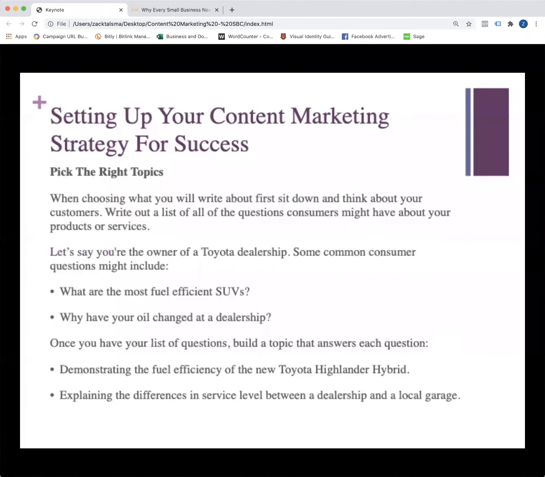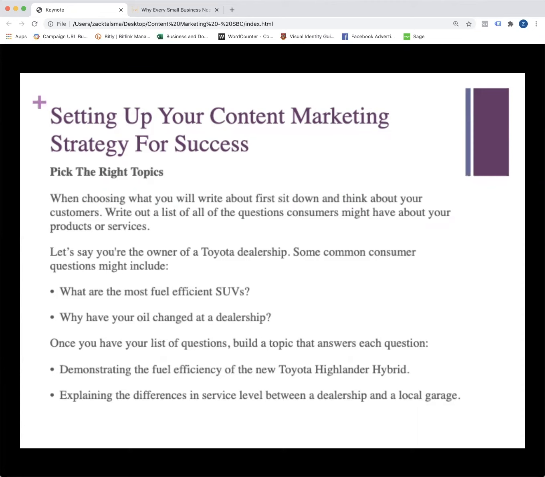Once you have those ideas, it's time to start choosing which ones you're going to want to write about. So picking the right topics is key. You're going to want to pick ones that are common, but also valuable to you. As an example, let's say you're the owner of a Toyota dealership. Some common questions might be, what are the most fuel efficient SUVs out there? And why have your oil changed at a dealership versus just going to a garage somewhere else? Once you have those questions, you take the ones that are most valuable to you and you build topics that answer those questions. So you're going to have one that demonstrates the fuel efficiency of the Toyota Highlander hybrid versus others.